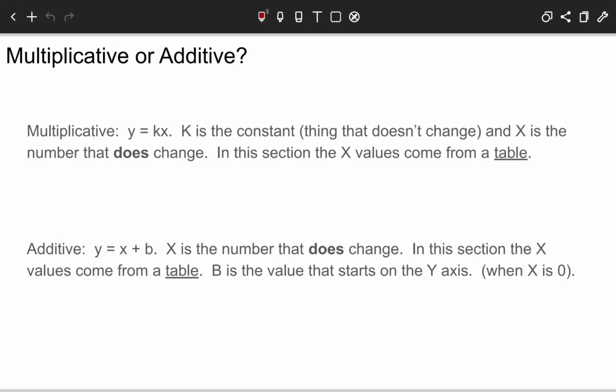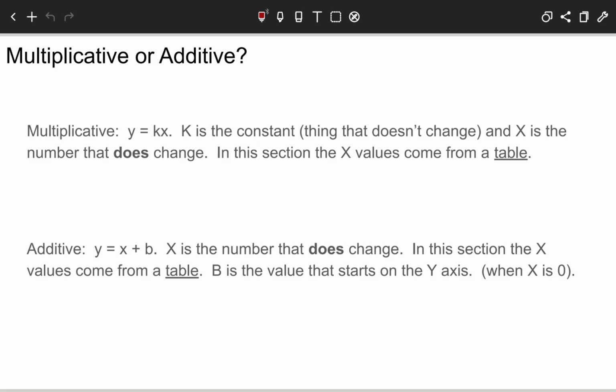What is the difference between a multiplicative or additive relationship? Well, let's go over the definitions. Multiplicative is y equals k times x. K is the thing that's going to be a constant. So that's going to be the thing that is in that little tiny equation that's never going to change.